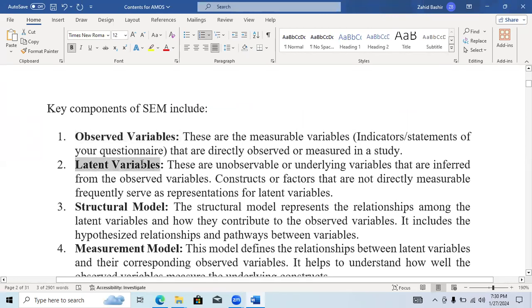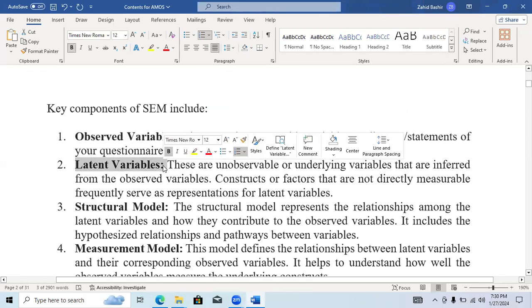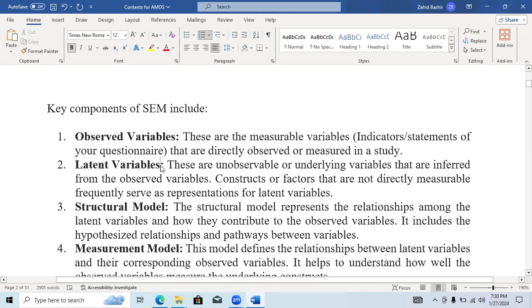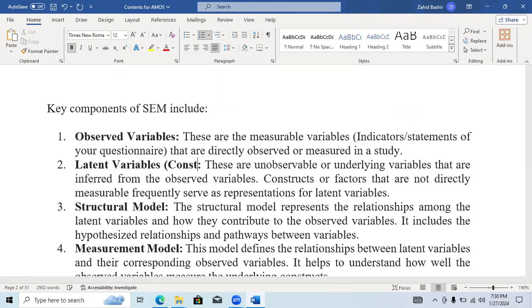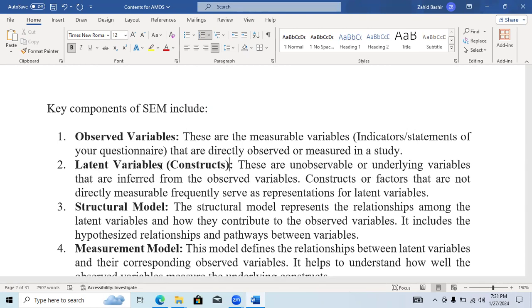The second important component in a SEM analysis is the latent variable, which means your constructs. These are also called unobserved variables because they are not directly measured. They are measured through the observed variables or through indicators. So these are unobserved or underlying variables that are inferred from the observed variables. You can say that your observed variables basically measure your latent variables or constructs. Constructs or factors that are not directly measurable frequently serve as a representation for a latent variable.